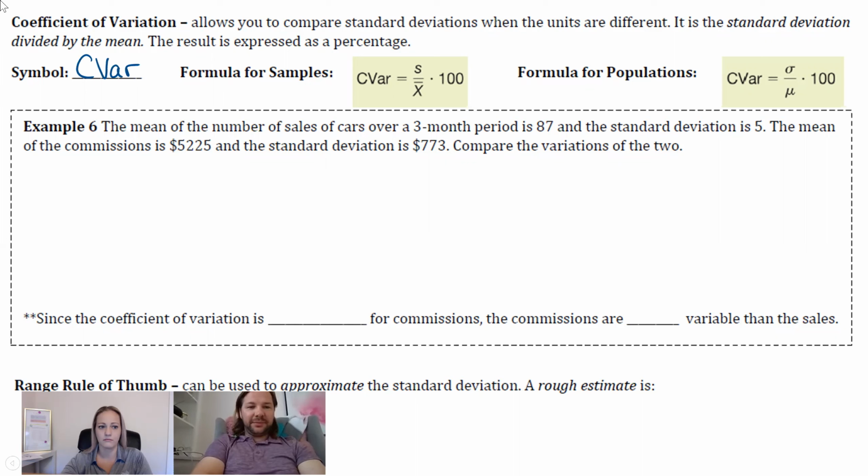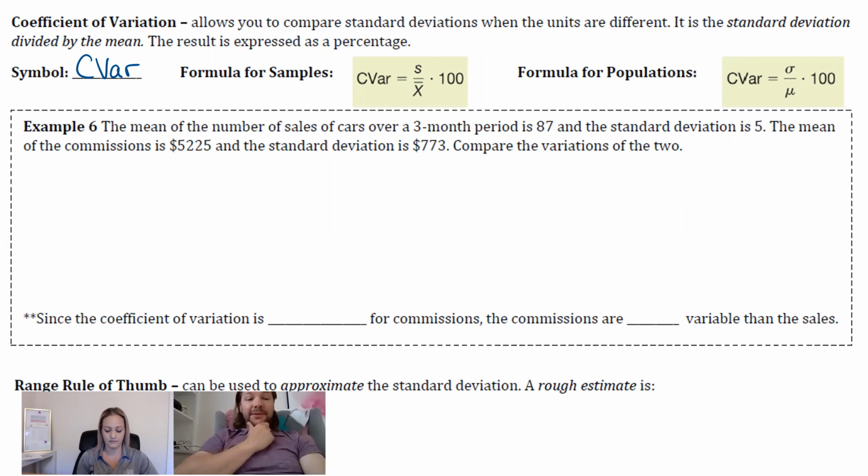We're going to look at an example here in a second. So it's basically giving you standard deviation as a percentage of the mean. Again, you take the population standard deviation or the sample standard deviation, you divide by the mean, and then you multiply by 100 because you're doing a percentage sort of calculation. The symbol for this is CVAR, for coefficient of variation.